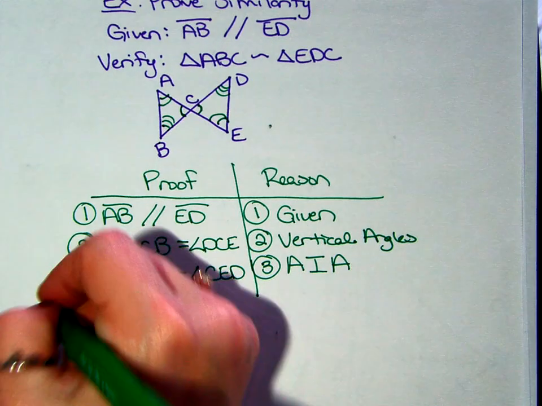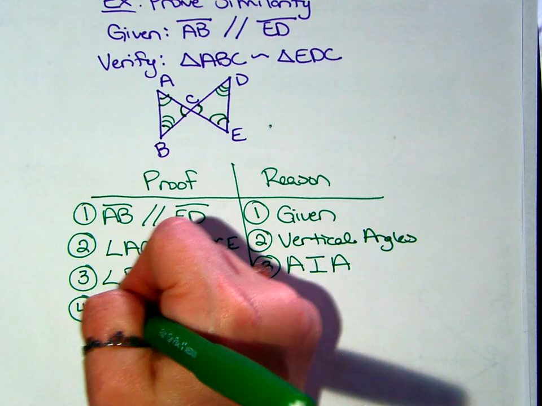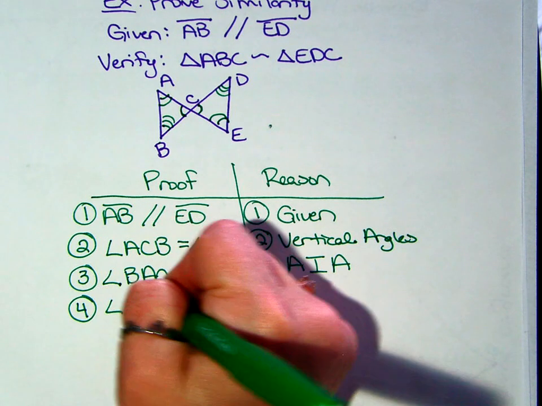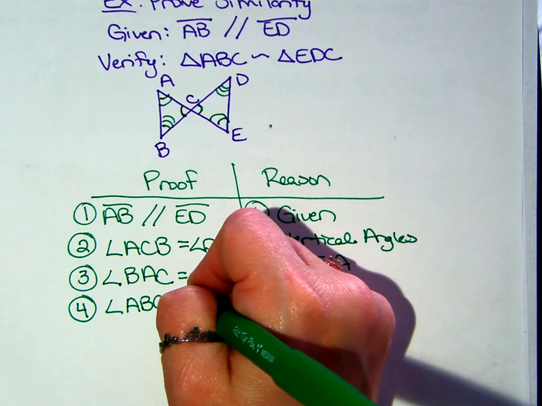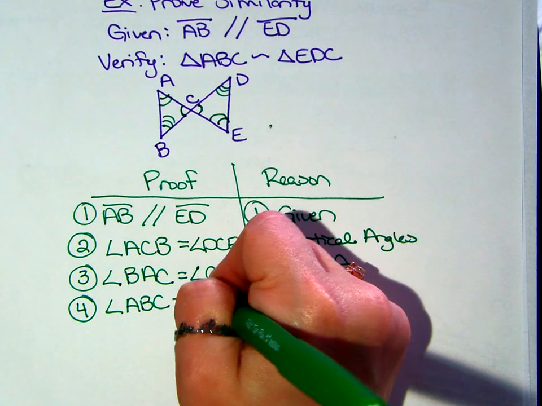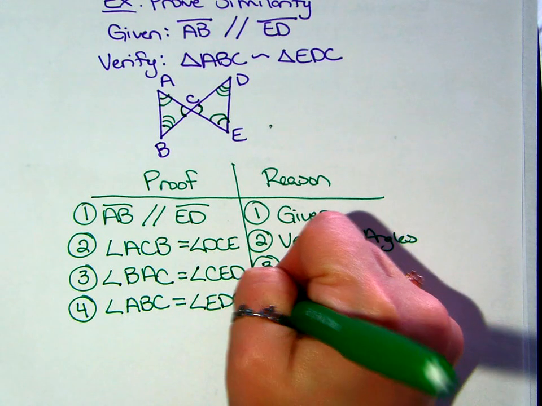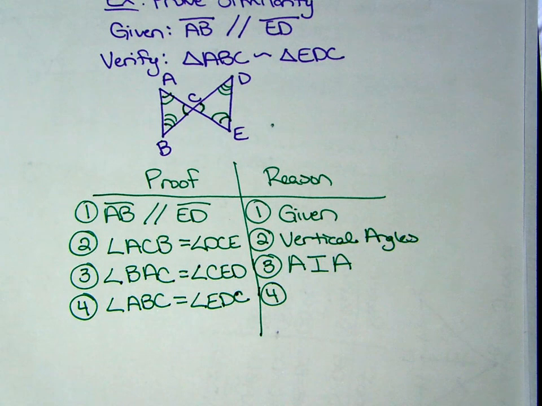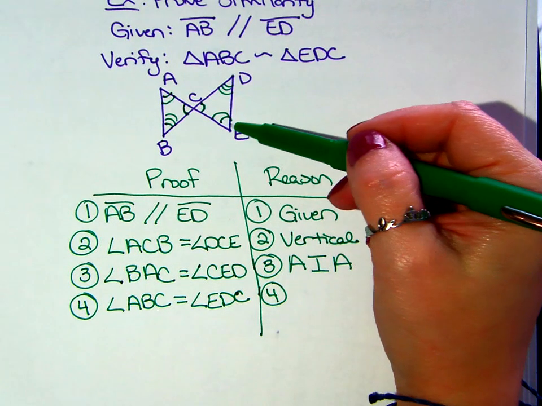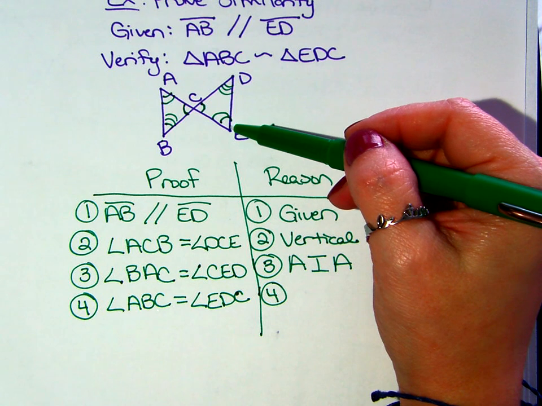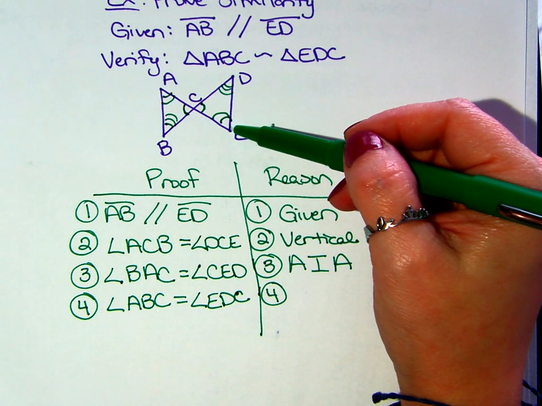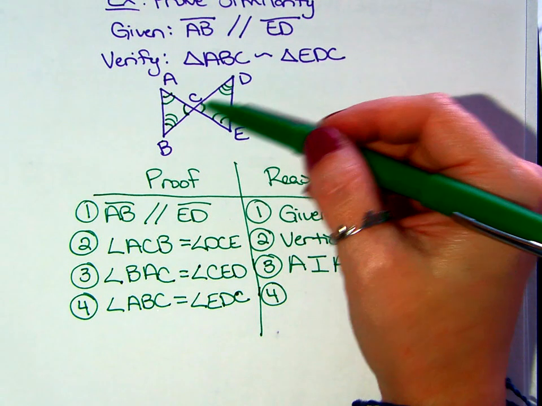We need to prove that angle ABC equals angle EDC. How would I know that? How did I know that angle BAC, that's this one, was equal to the CED down here, or D's? Those were alternate interior angles. What are these? They're alternate interior angles.